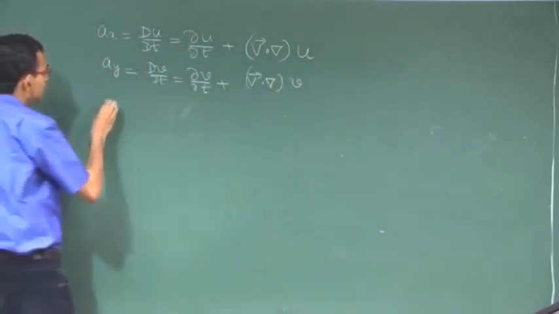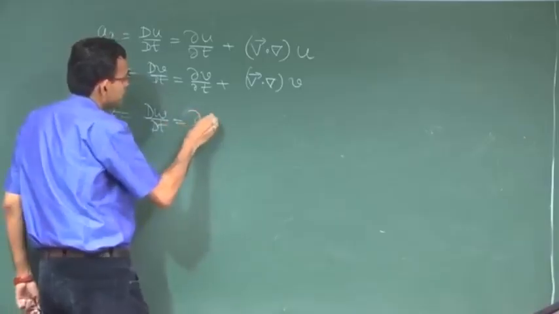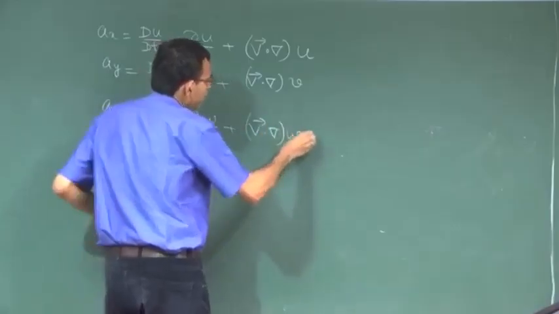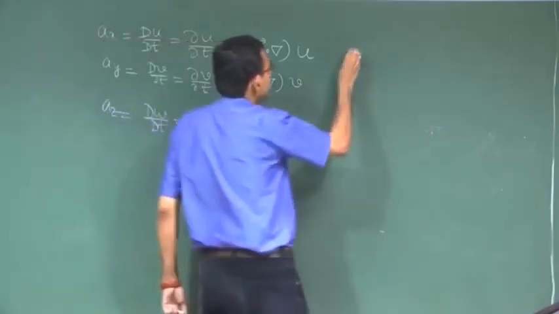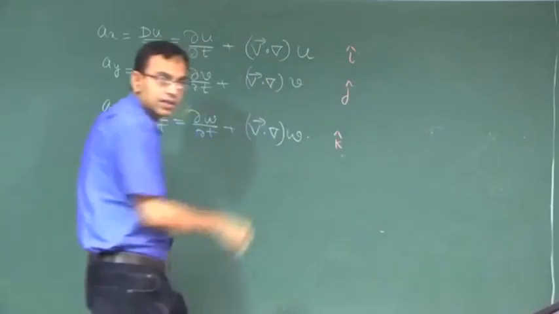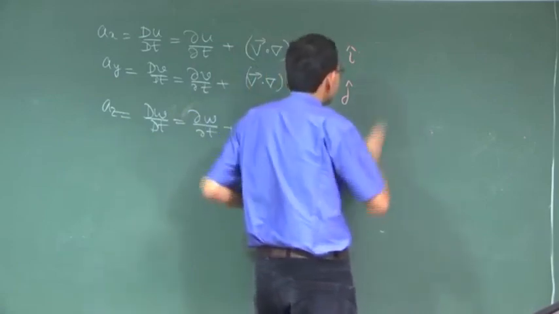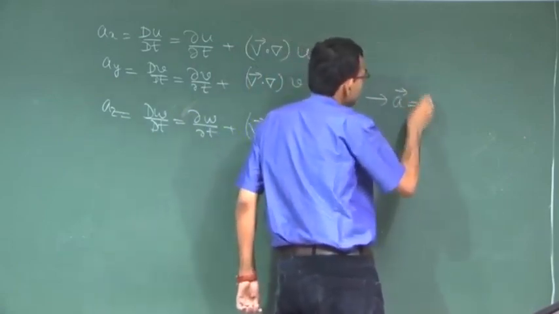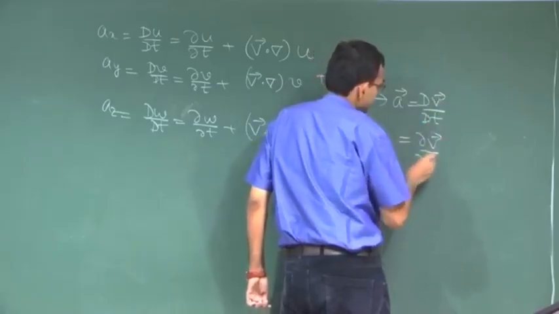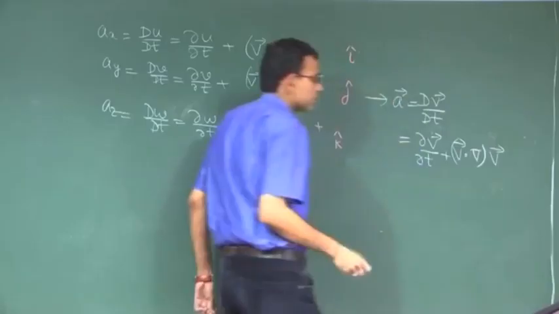And acceleration along z. So now if you multiply this with i cap, this with j cap and this with k cap, the unit vectors, and just add, you will get the acceleration vector is dv dt.